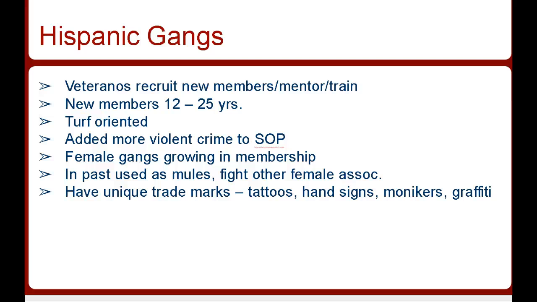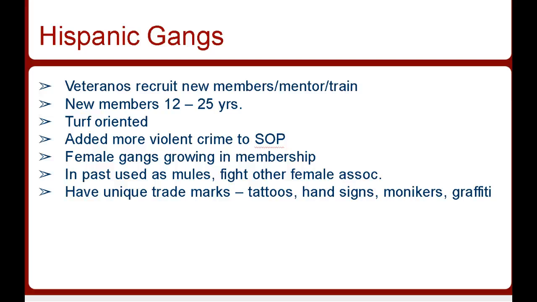We find that recruitment is starting as young as 12 years old. The average age is probably about late teens, but new members can be accepted up to 25 years old. They're territorial or turf oriented. They've added more crime to their standard operating procedures. We find that female gangs are growing in membership or accepted by the Hispanic group. They work in concert with one another, the male gang obviously being dominant.